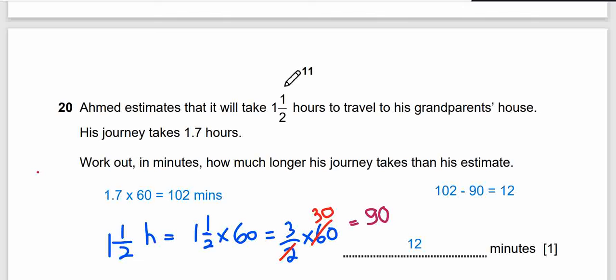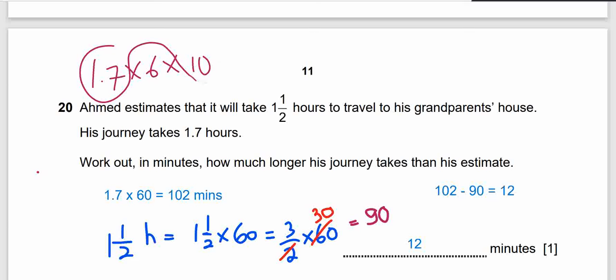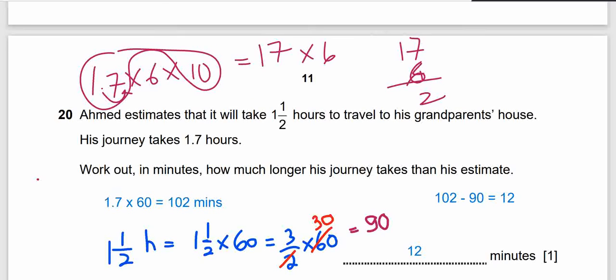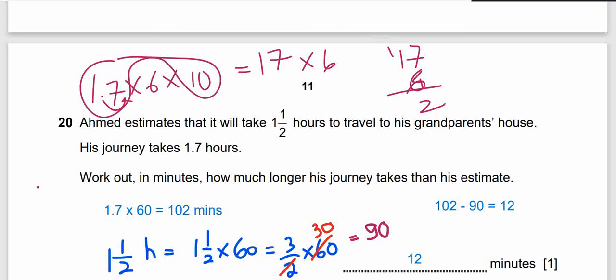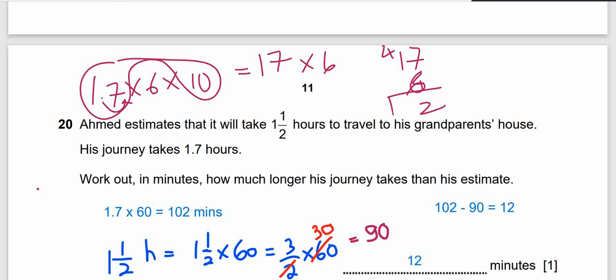That is his estimate. Now 1.7 hours we count with the times 60 to get minutes. So 1.7 times 60 is 1.7 times 6 times 10. So 1.7 times 10 is 17. We just move one decimal when times 10, then times 6. So 17 times 6 will get 102. So 102 minutes. That's how we got it. And 102 minus 90, we got 12 minutes as the answer.